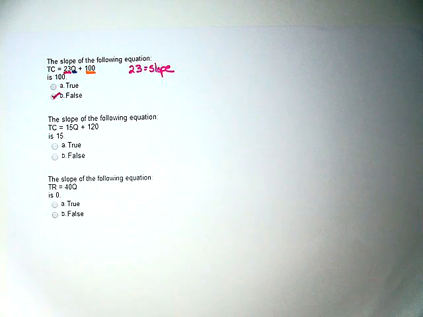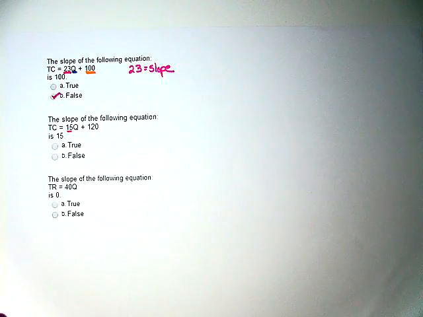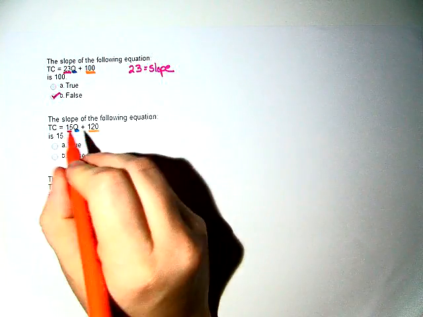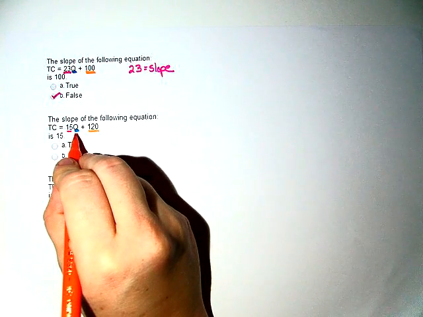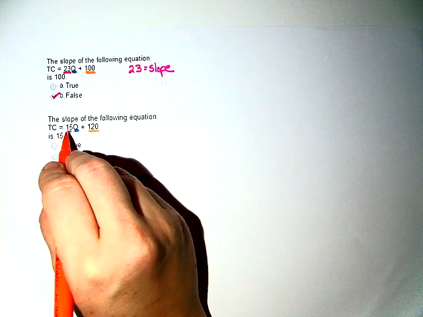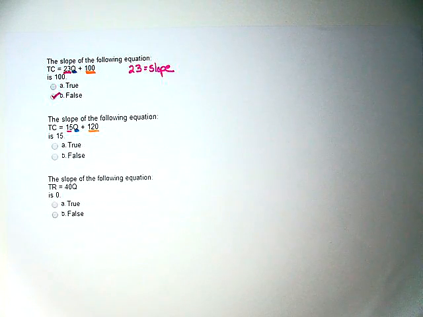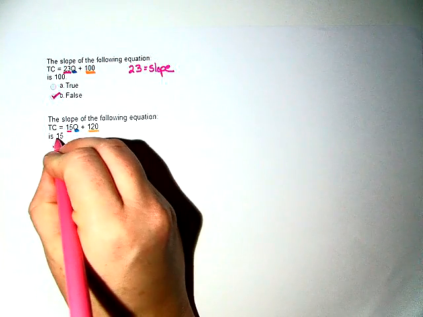The slope of the following equation, TC equals 15Q plus 120. Now remember, this is the buying cost, the quantity, also known as the unit variable cost, so please make sure you're aware of that. The unit variable cost times the quantity plus the fixed cost. The slope of the following equation, TC equals 15Q plus 120, is 15. Okay, that's right. So this is true because 15 is your slope.